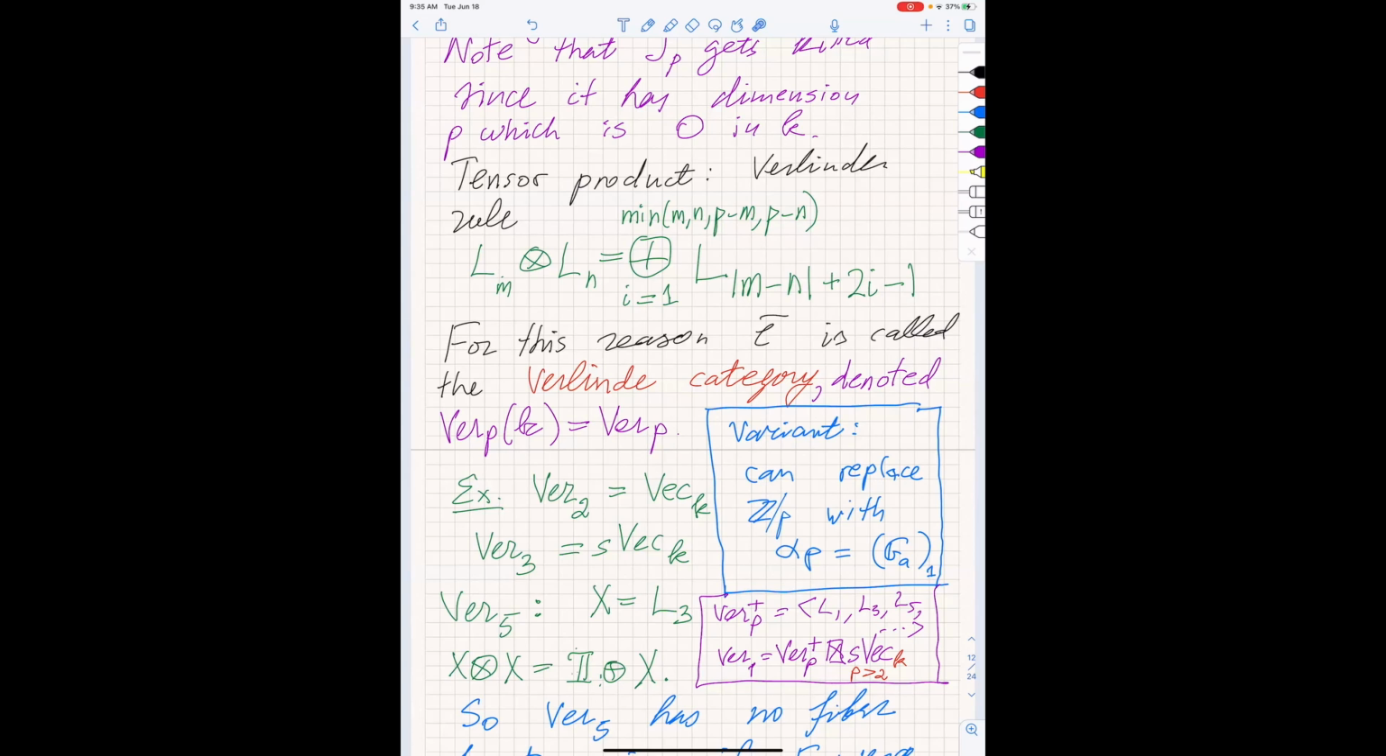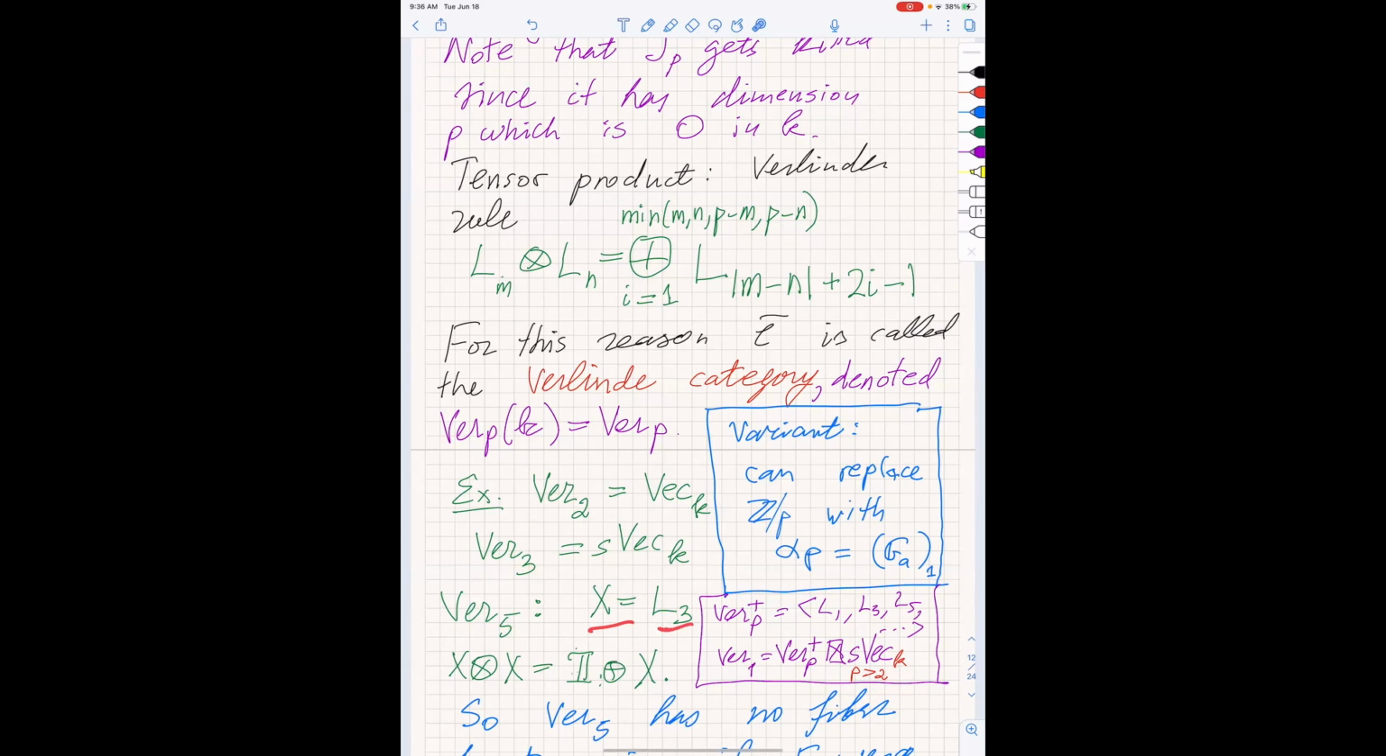And so what is the structure of this category Ver_p? Well, it has a subcategory Ver_p^+, which is spanned by the objects L_i with odd subscript. And also there is a subcategory spanned by L_1 and L_{p-1}, which is just a copy of super vector spaces, which happens for p bigger than 2. And this is just a product. So Ver_2 just has one simple object, so just vector spaces over K. Ver_3 is super vector spaces over K, as is easy to show. But the first non-trivial example is Ver_5.